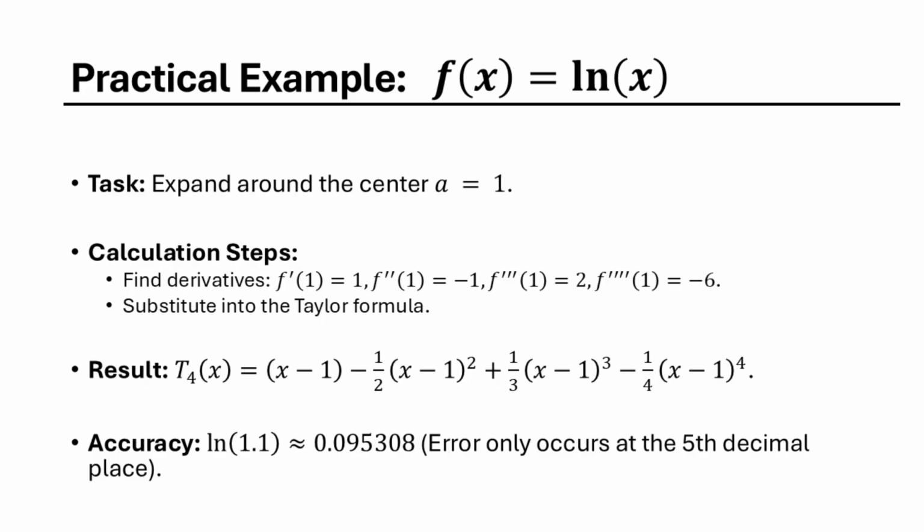T4 of x equals (x minus 1) minus 1/2 times (x minus 1) to the power of 2 plus 1/3 times (x minus 1) to the power of 3 minus 1/4 times (x minus 1) to the power of 4. Step 4, verification. If we use this to find ln 1.1, our polynomial gives us 0.095308. The exact value? 0.095310. We are already accurate to 5 decimal places just with a few terms.